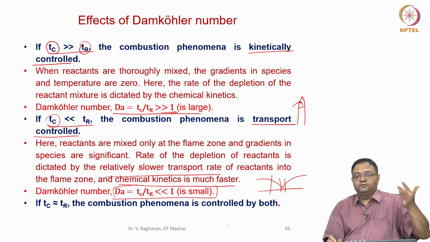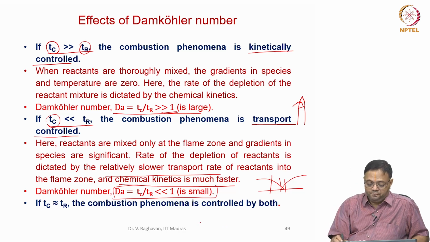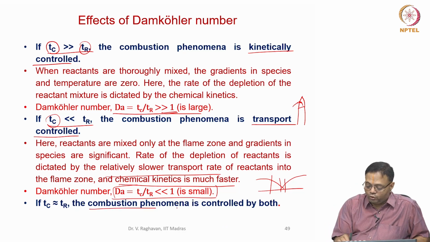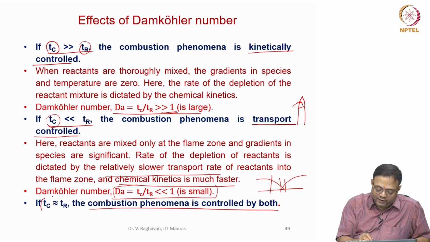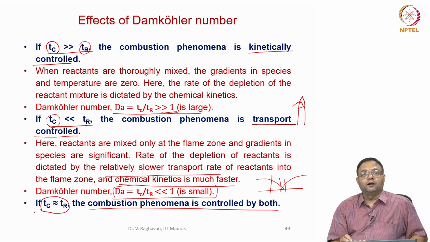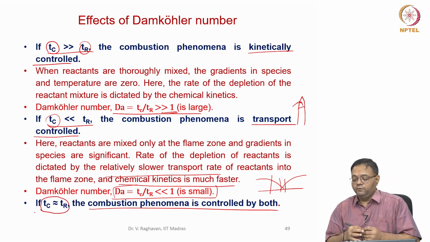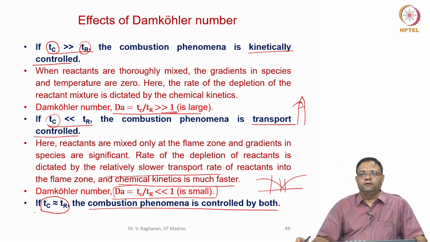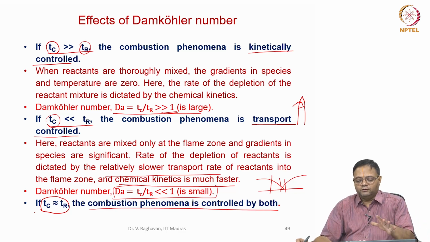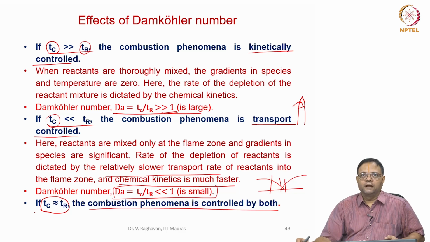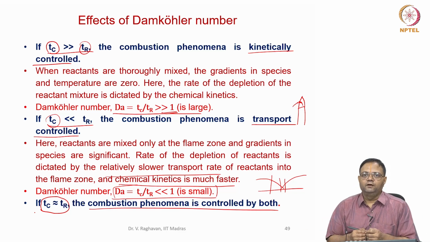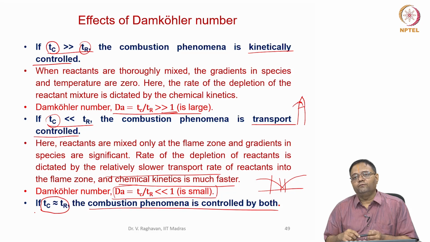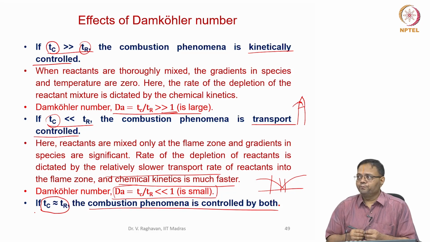But in the third category, where the combustion phenomenon is controlled by both, we can see that the chemical time will be of the same order as the residence time or the physical time. So these are the three modes we have to understand. So when you want to capture ignition or extinction etc., we have to calculate the Damkohler number. For any instability for that matter, the Damkohler number is a very useful number for us to correlate.